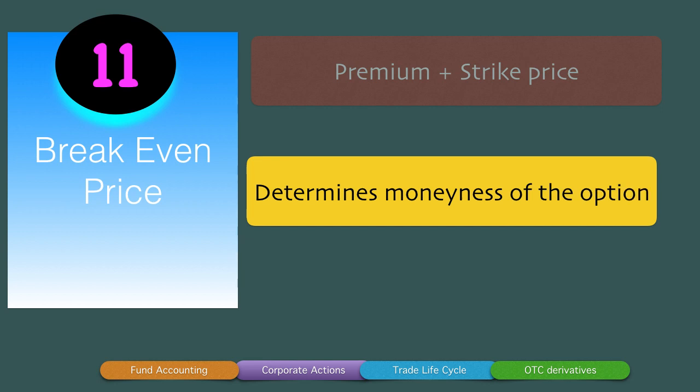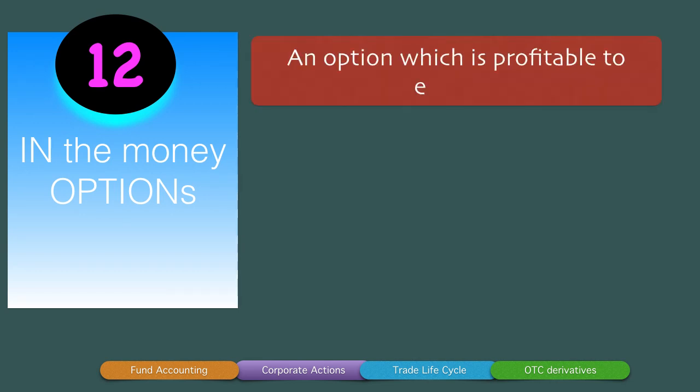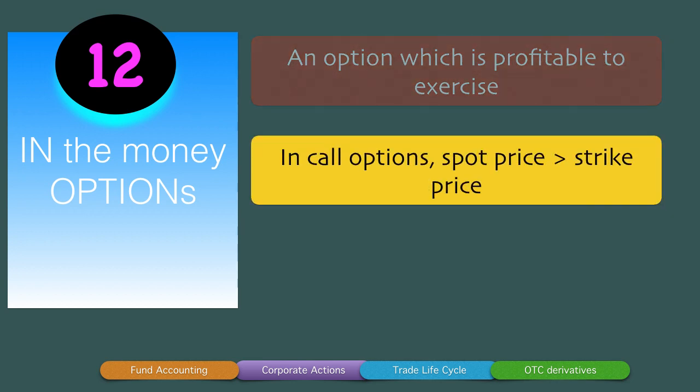Moneyness of the option means understanding whether the option is in the money, at the money, or out of the money. An in the money option, the 12th term in this video, is an option which is profitable to exercise. Now you tell me, who has the right to exercise? The buyer. So we are going to look at moneyness only from the buyer's point of view, because the writer has to do whatever the buyer wants. So an option which is profitable to exercise for the buyer is called an in the money option. In call options, if the spot price is greater than the strike price, then the buyer will definitely exercise the option, right? Therefore, in such a situation, it is called an ITM option.